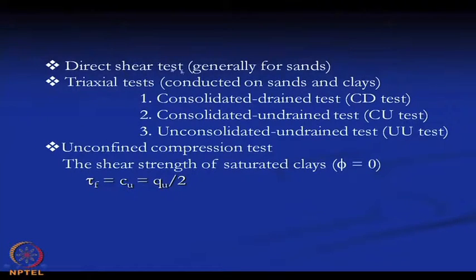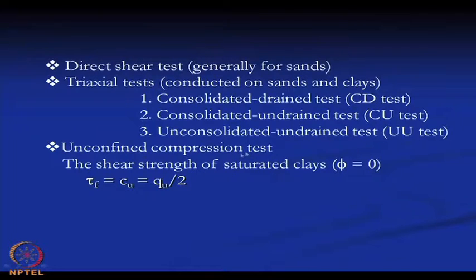These two parameters we have to determine in the laboratory, by different tests. One is the direct shear test, generally for sand. Then the triaxial test is conducted on both sand and clay, and there are three types of tests depending upon the drainage condition: the consolidated drained test CD, the consolidated undrained test CU, then the unconsolidated undrained test UU. Depending upon whether it is consolidated or unconsolidated, drained or undrained, these are the three types of triaxial test.